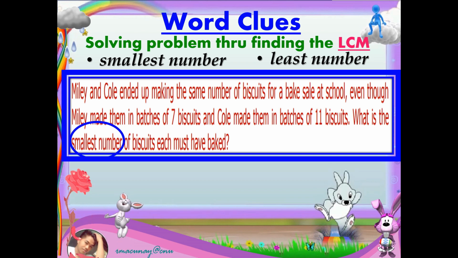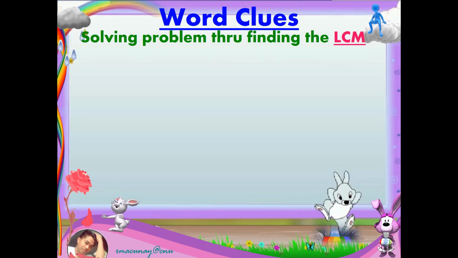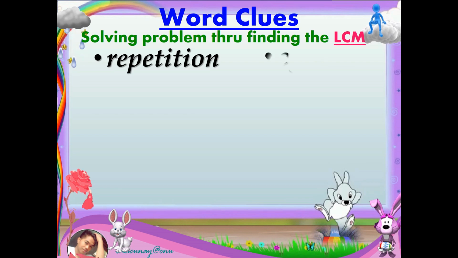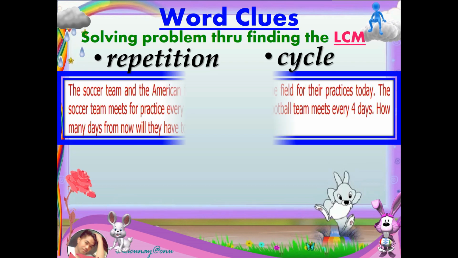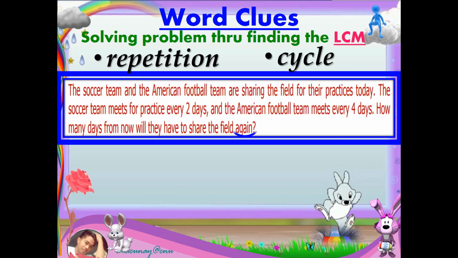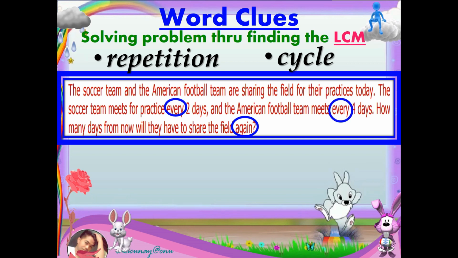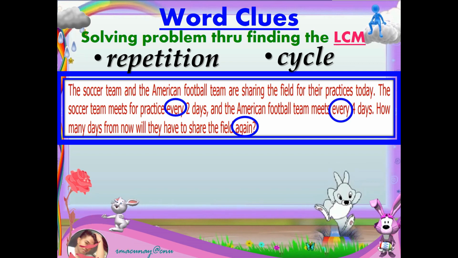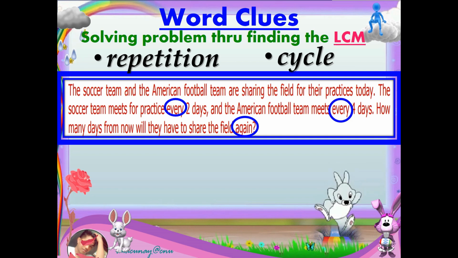Easy, right? Another we have repetition and cycle. So in the problem, you can read every 2 days, every 4 days, and again, which tells that there is repetition or cycle in the given problem.